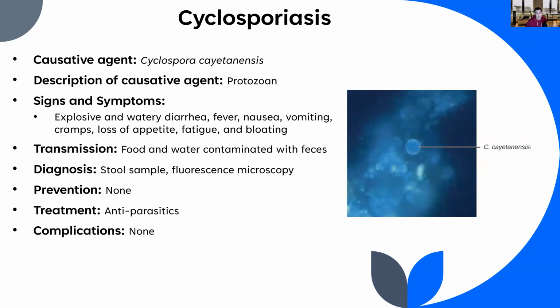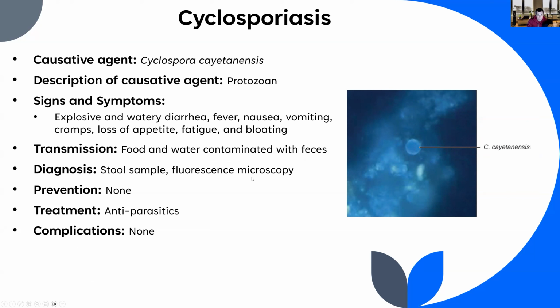Another protozoan-based infection of the intestines is cyclosporiasis. This is caused by Cyclospora cayetanensis. Signs and symptoms: explosive and watery diarrhea, fever, nausea, vomiting, cramps, loss of appetite, fatigue, and bloating. This protozoan is very small. You can see it right here.